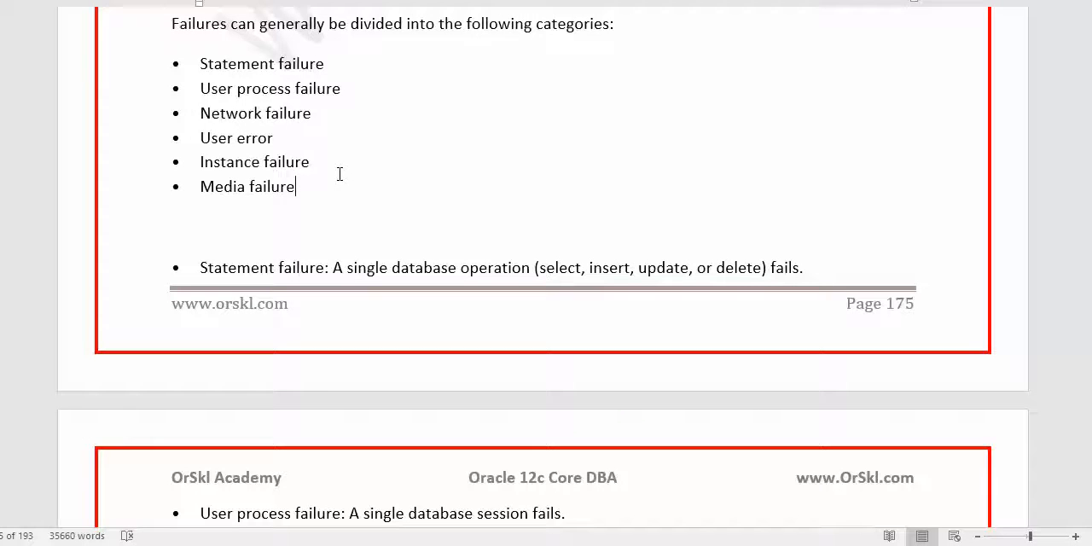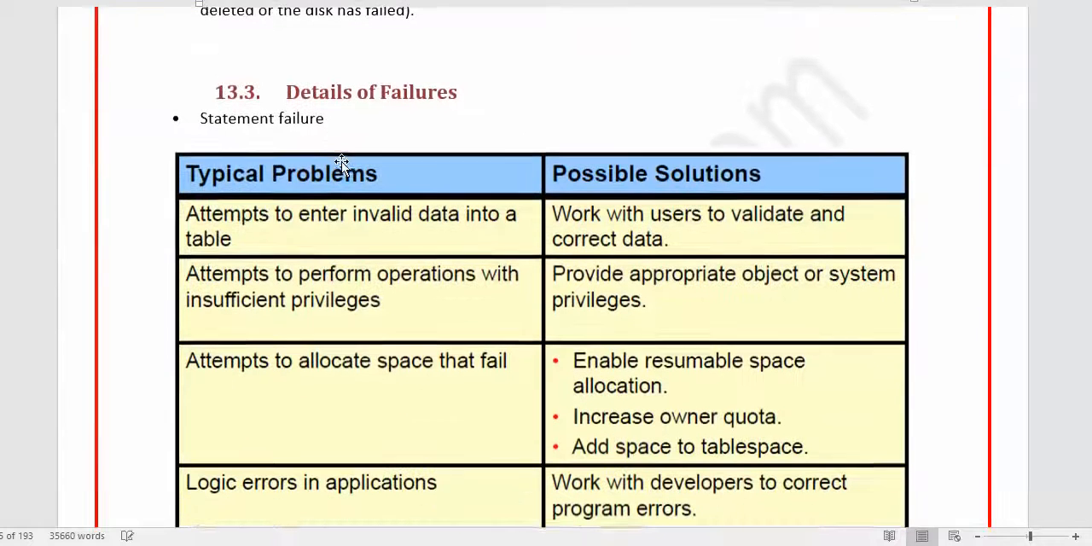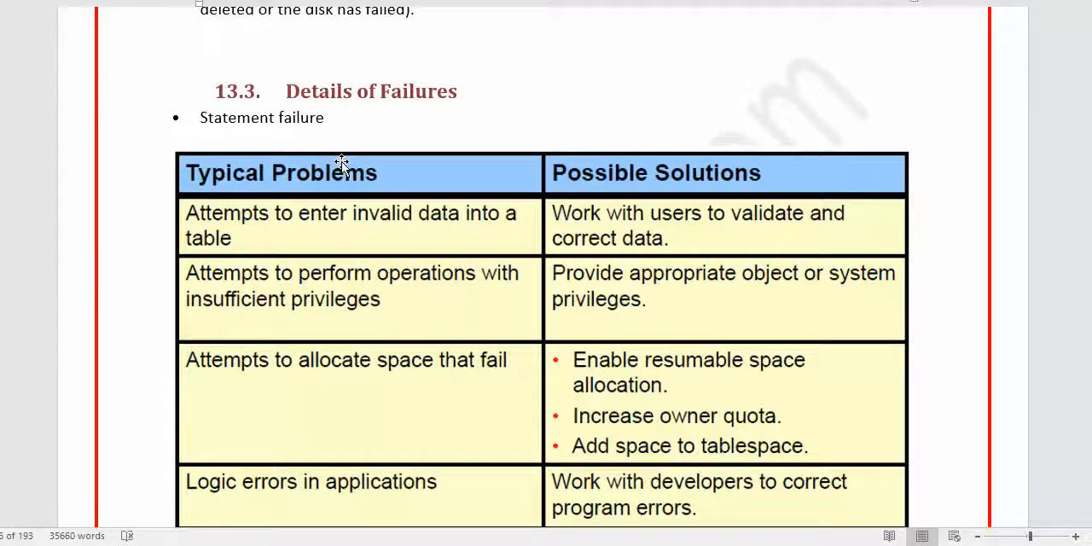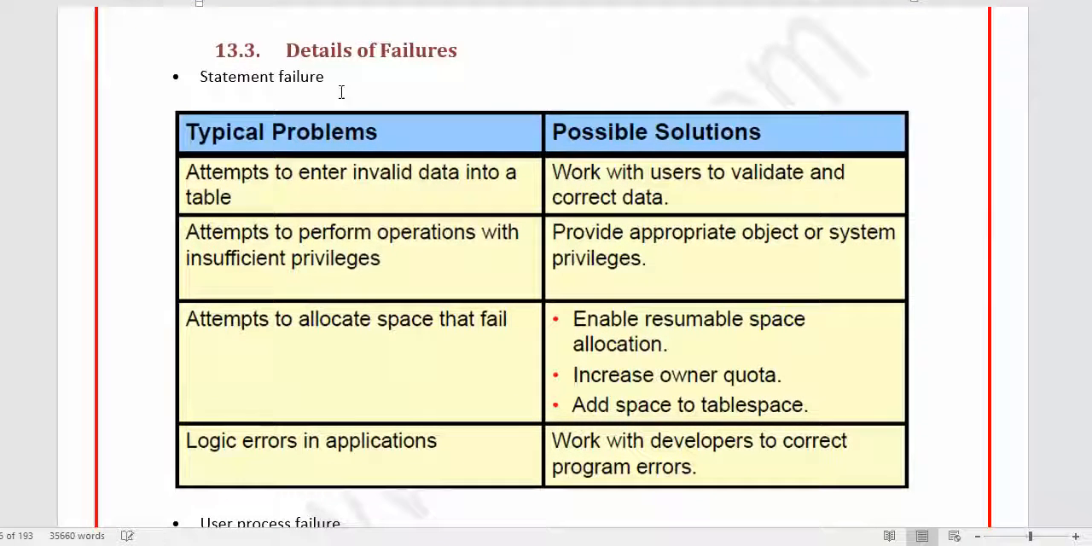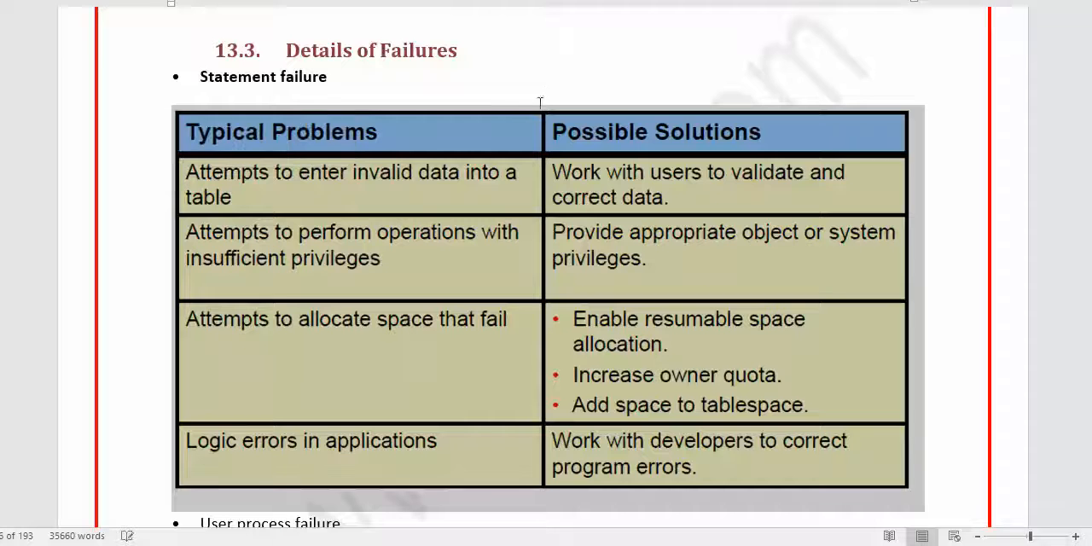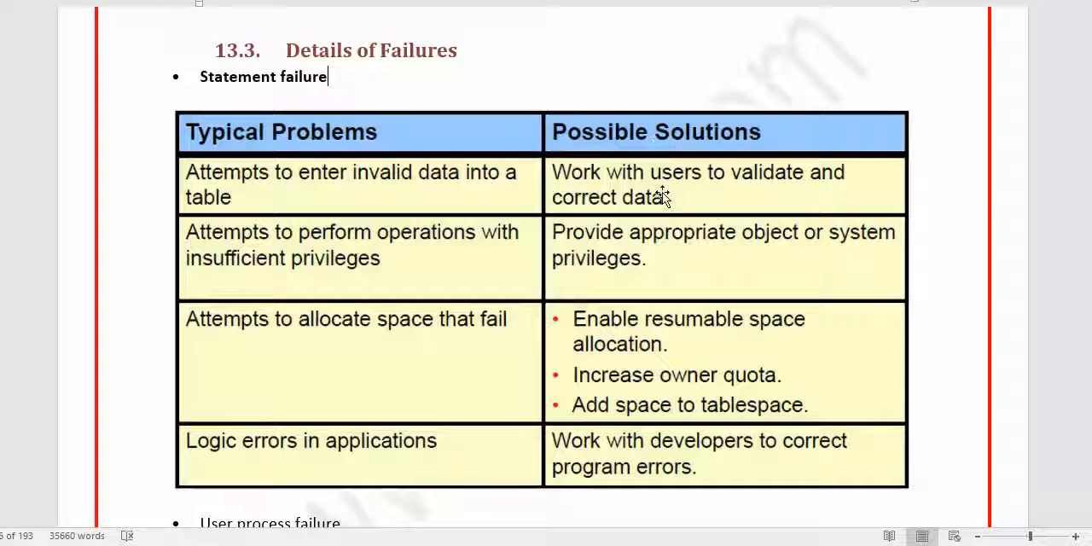So how we overcome all these failures is what we are going to see now, one after the other. So first one is statement failure. As you can see here, a typical problem with statement failure is an attempt to enter invalid data in the table by the user, and the solution is to work with the users and help them correct the data. Most of the time this is not something that we see as a DBA, but still it is good to know, because as a fresher in this profile, you should know this.